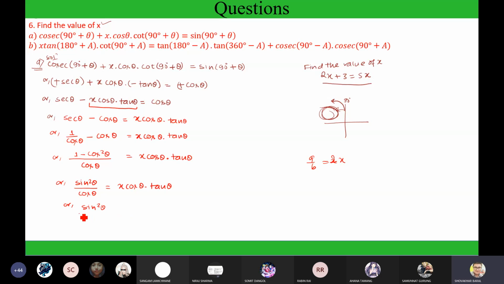So sin square theta by cos theta, it's already on the left hand side. So let's multiply this. It will be 1 by cos theta into tan theta. Cross multiplication is done here.